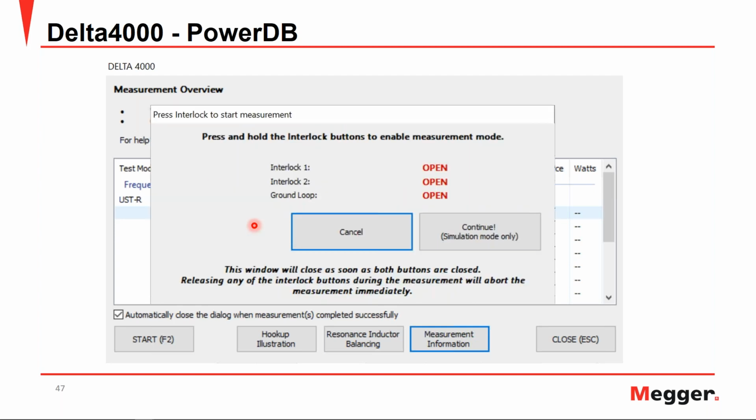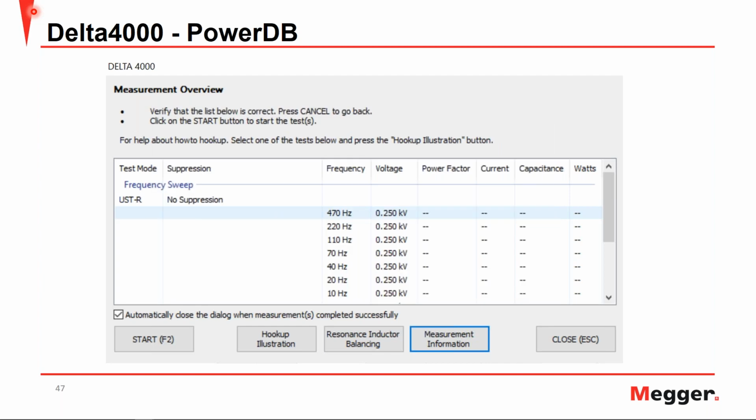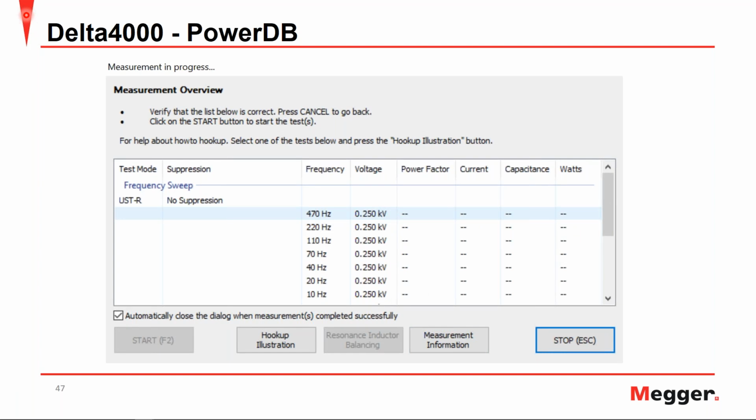If we were to click start, a window would pop up with the interlock to start measurement. As we mentioned previously, there are 3 conditions that must be met to perform a power factor test. Both interlocks must be depressed and the ground loop must be closed. For the purpose of this, I went forward in simulation mode. So we're back to our measurement overview. Notice the top left-hand corner, it still says Delta 4000. Well, now the test measurement will start and you can see measurement in progress.